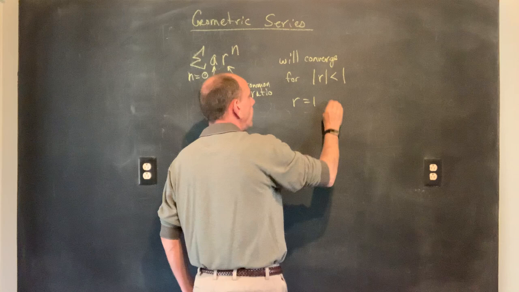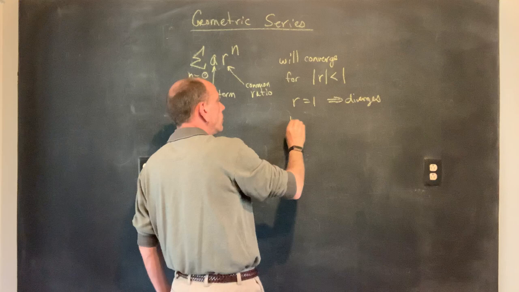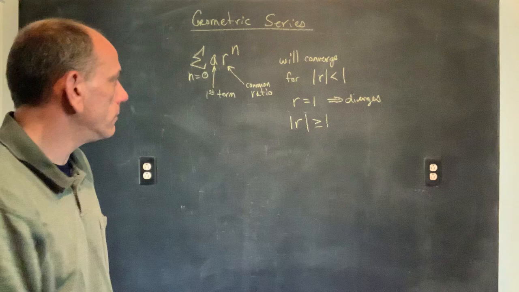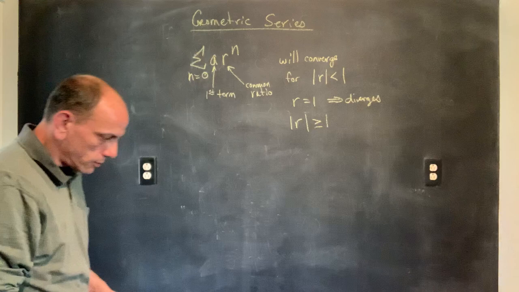But in fact, it's also true if the absolute value of r is greater than 1, it diverges. So strictly speaking, we could just say absolute value of r greater than or equal to 1, that diverges. All right, so let's prove that. Let's show how that works and what's going on there.